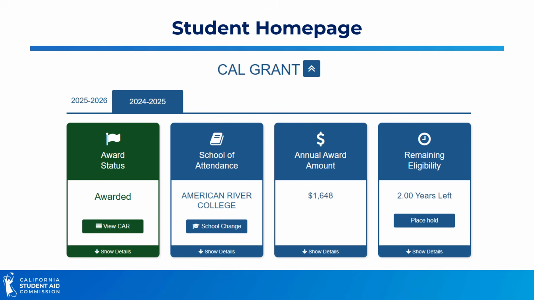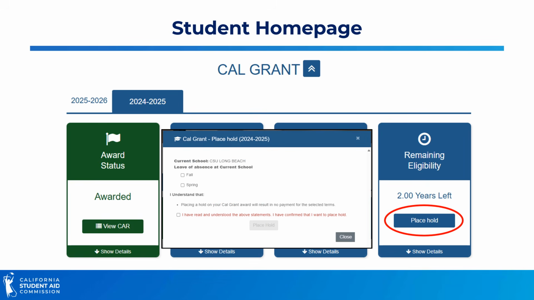To place a Cal Grant on hold, students would simply click the Place Hold button that can be seen here on the right under Remaining Eligibility. A pop-up will appear and give the student the option of placing the Cal Grant on hold for 1 semester or both semesters or quarters if the student is going to a quarter school.